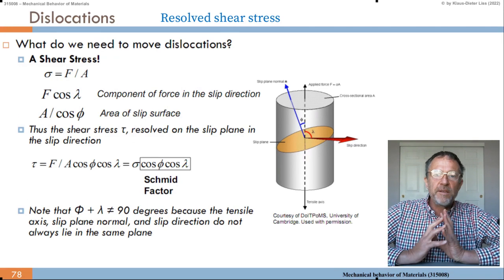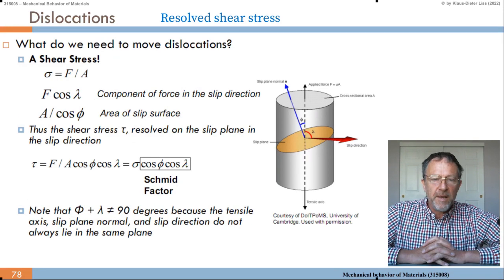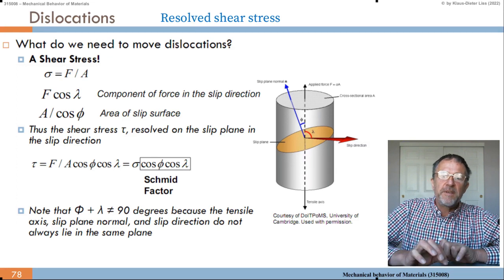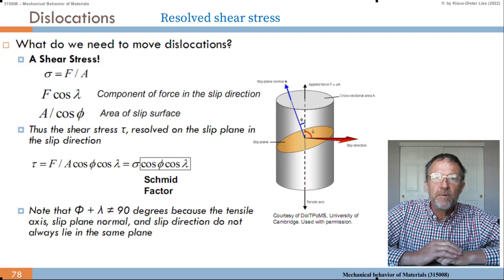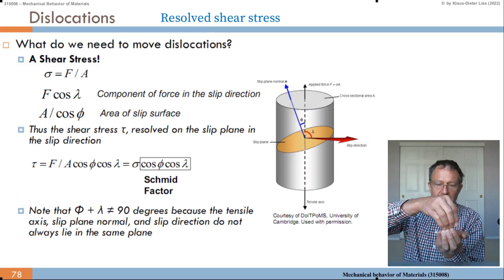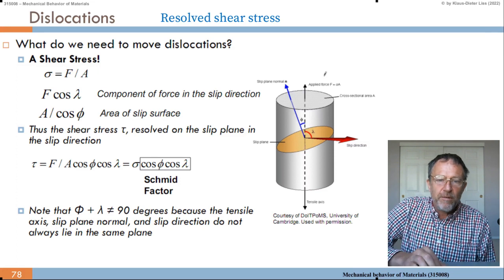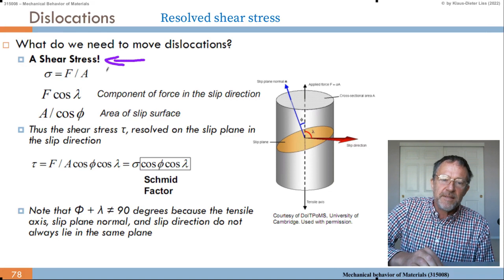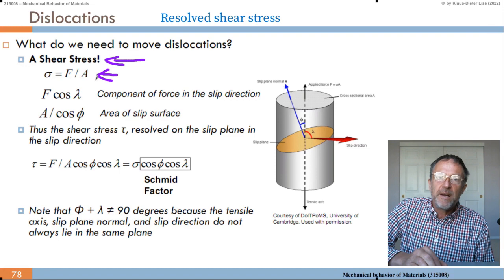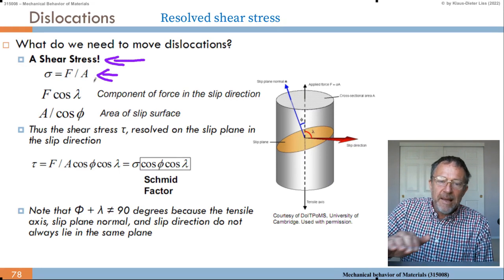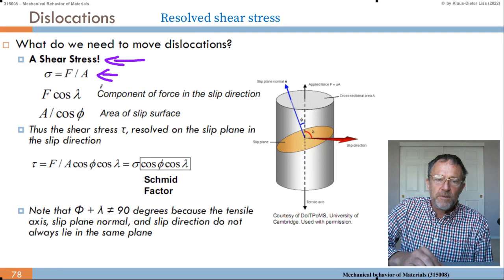Great, so I introduced the slip systems. You may have heard about them already before. And now, what do we need to move dislocations? If we slip, we need to move dislocations. We said the slip is by dislocations, not by solid deformation of the lattice planes. But what we need is a shear stress. The shear stress is defined by the force divided by the area. Of course, the force is parallel in plane, so perpendicular to the area normal.